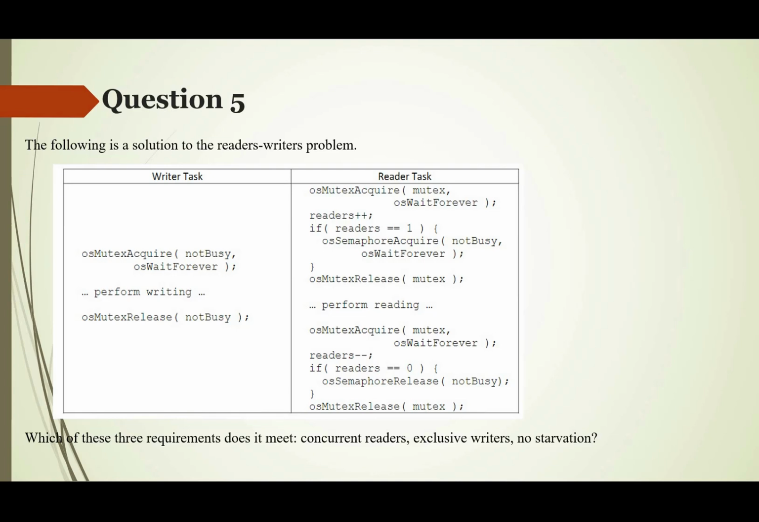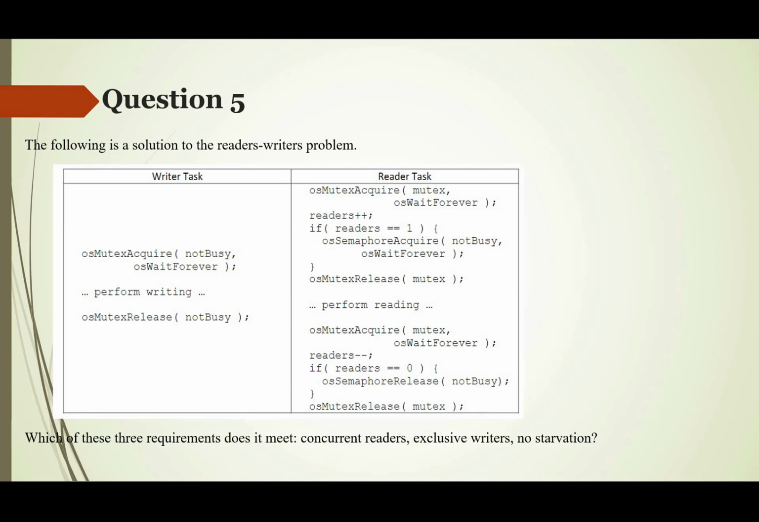So we want to know if we could have concurrent readers. Actually, based on the code that is provided, it's possible to have multiple concurrent readers, right? Because there is nothing in the code for the reader tasks that prevents us from having 2 readers at the same time. It's only the part that performs reading, right?